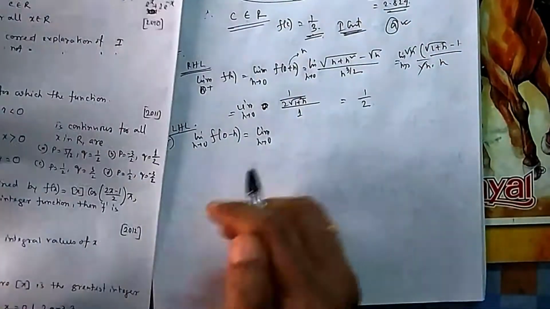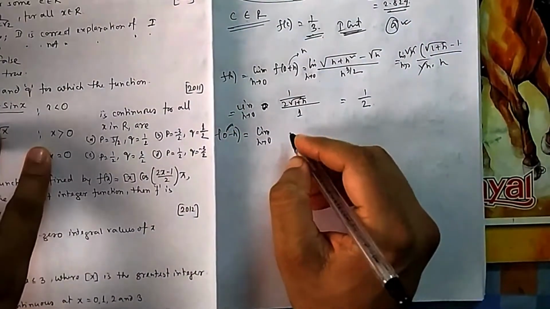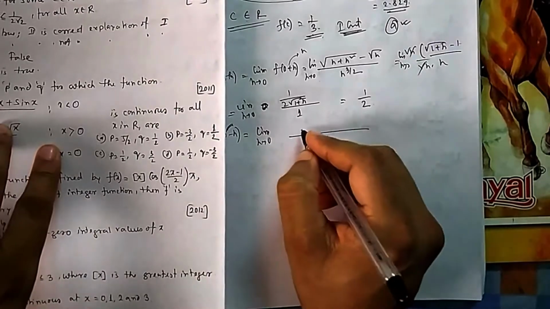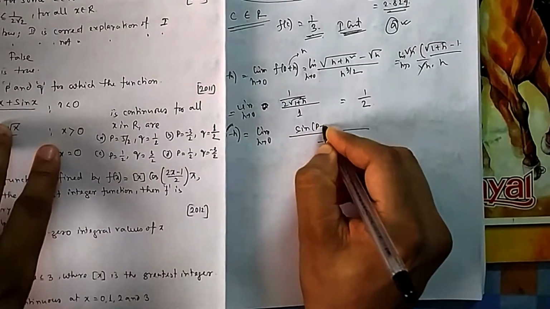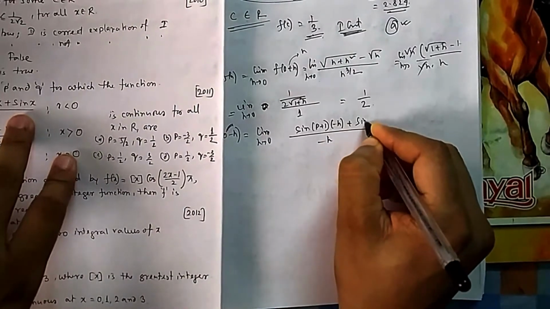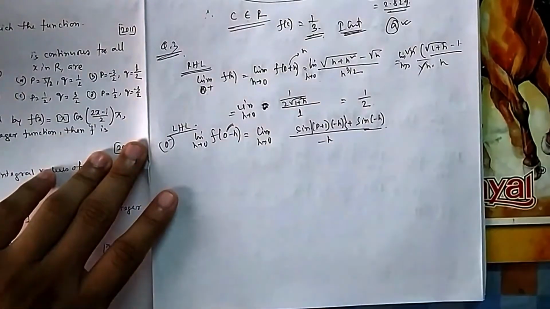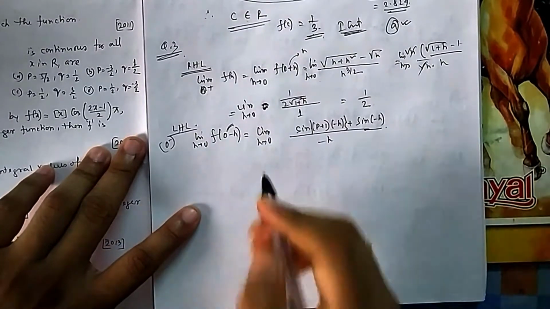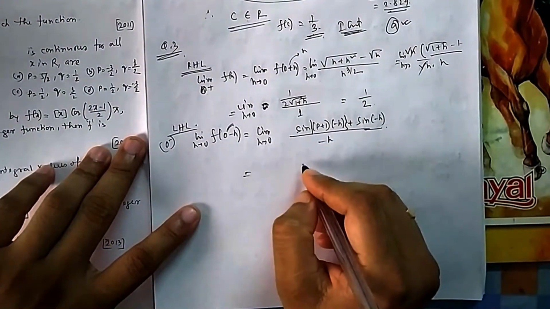So instead of x it will be minus h. So it will be minus h sine p plus 1 minus h plus sine minus h. So now if you can, minus will get cancelled, numerator denominator, you can easily do it.